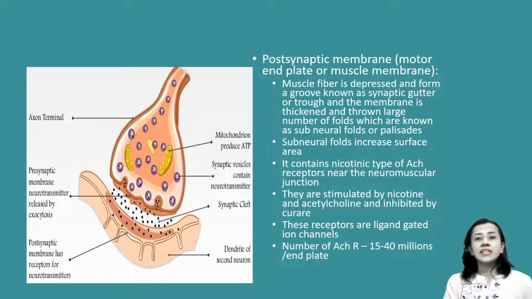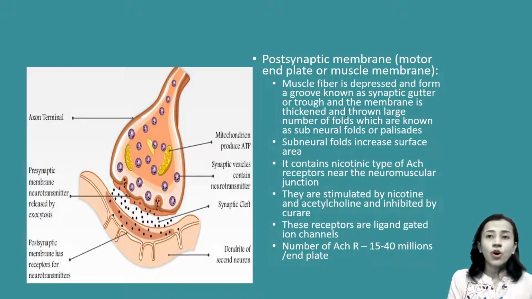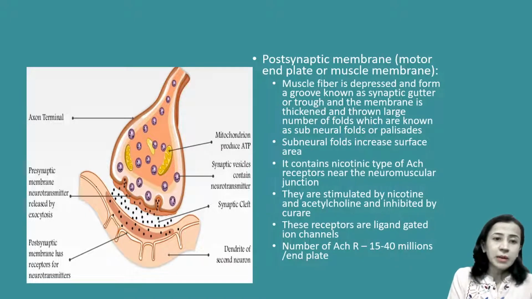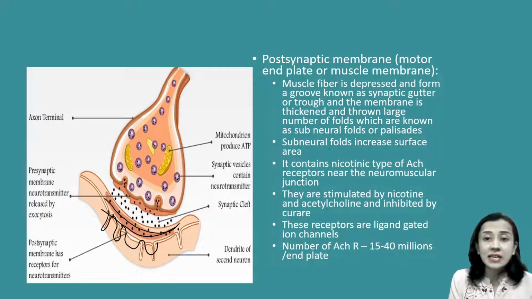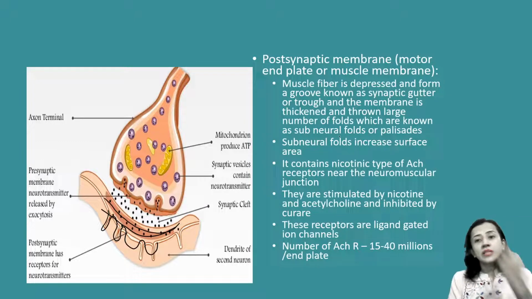Now, next one, that is the postsynaptic membrane, or motor end plate, or muscle membrane. Here you can see the depressed membrane of the muscle fiber that forms a synaptic gutter or trough, as we have discussed. It gives foldings. You can see these are the folds, known as subneural folds. Another name, try to remember this also, is palisades.